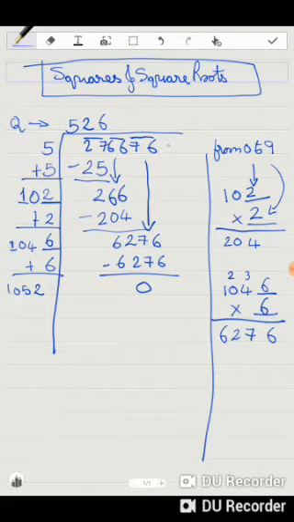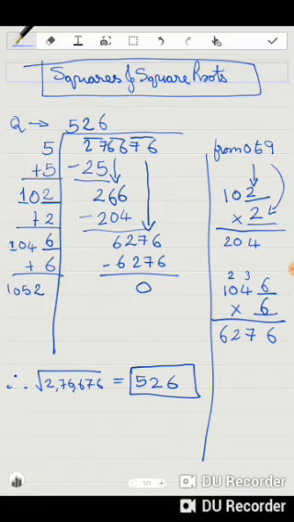Now, since there are no further pairs of digits to be brought down and my remainder is 0, therefore I get my square root of 2,76,676 as 526. That's my answer.